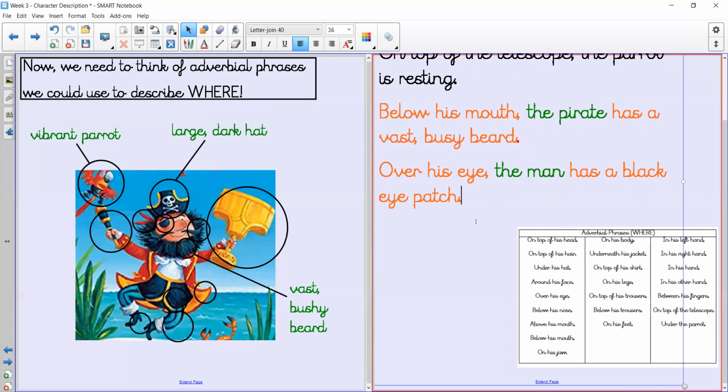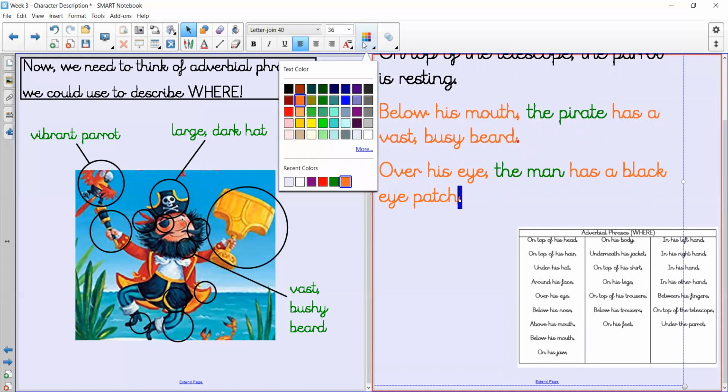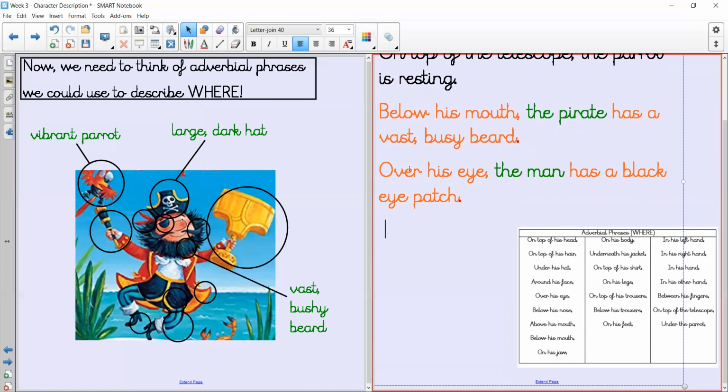Let me check that this sentence makes sense. So it says, over his eye, the man has a black eye patch. It does make sense. I've got my orange for my adverbial phrase at the start that's telling me where, over his eye. The man is my subject, so who the sentence is about. Has a black eye patch is my predicate. Tells me more about my noun. Over his eye, the man has a black eye patch, and I've got my full stop at the end in red to show that my sentence has finished.